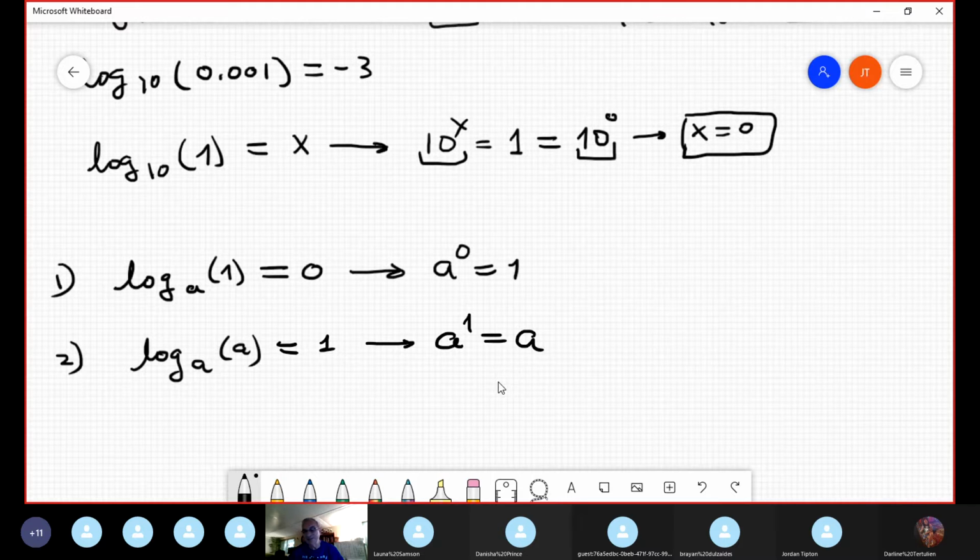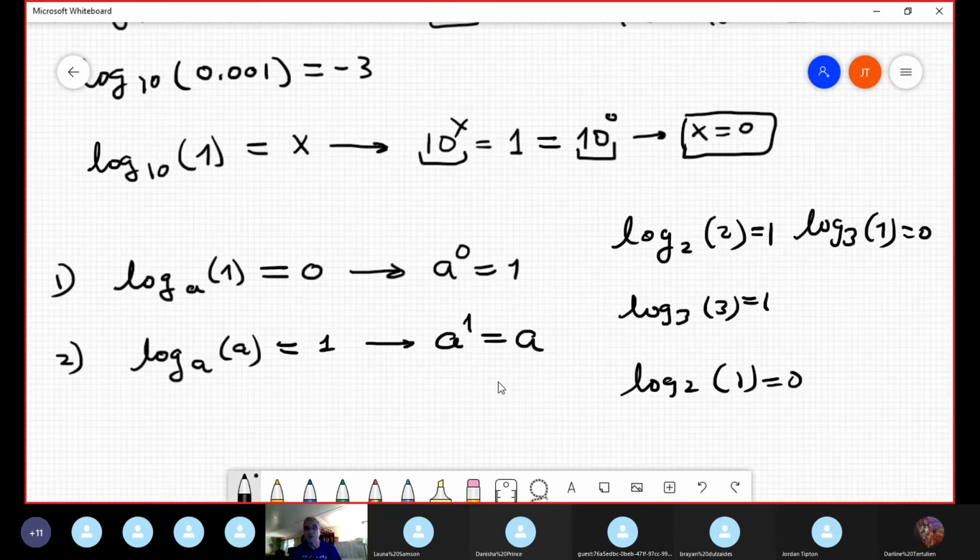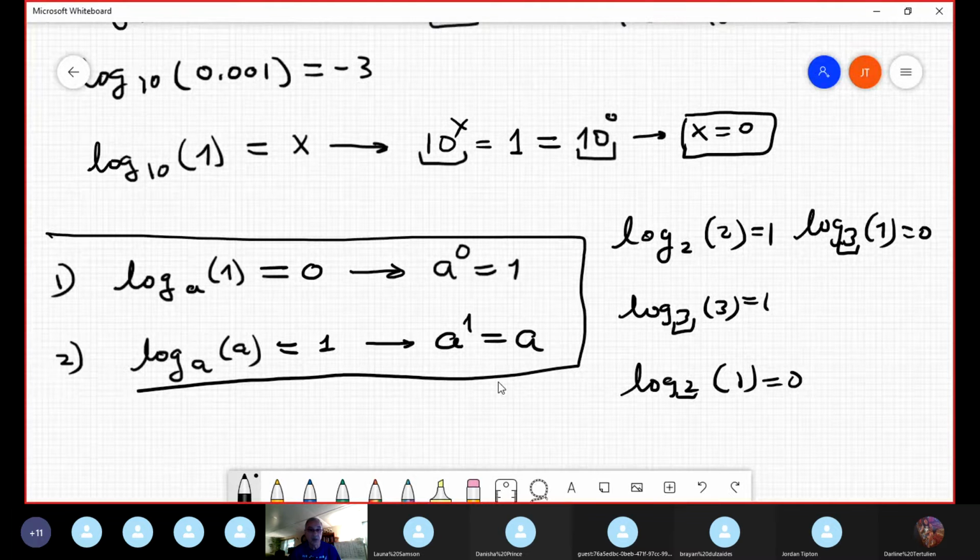Now you can see, for example, in the several examples we are doing: logarithm base 2 of 2, logarithm base 3 of 3, logarithm base 2 of 1, logarithm base 3 of 1. This is 1, this is 1, this is 0, and this is 0. Because when the argument is 1, it's always 0, regardless of the base, whether it's 3, 2, 4, 20, whatever. And when the base and the number inside the argument are the same, look at that. Property number 2: the answer is always 1.